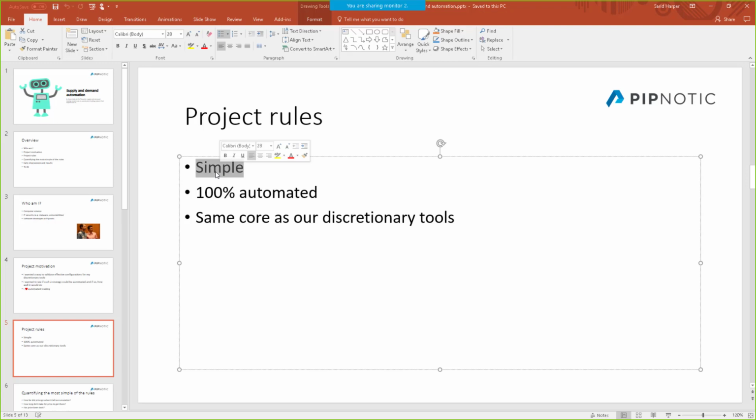And so I wanted to try and maybe move away from that and find something that was a little bit better and simpler, and something that you could automate 100%.